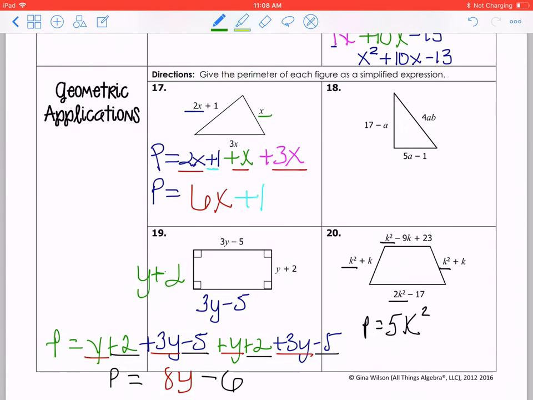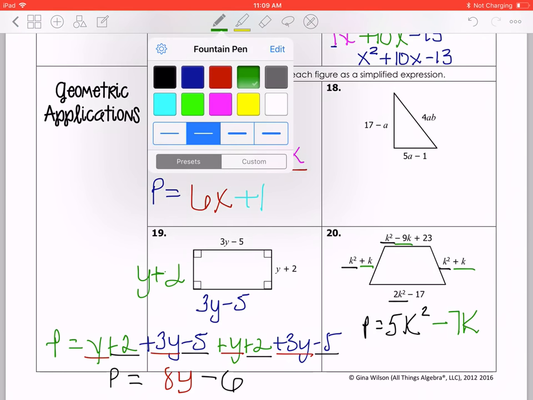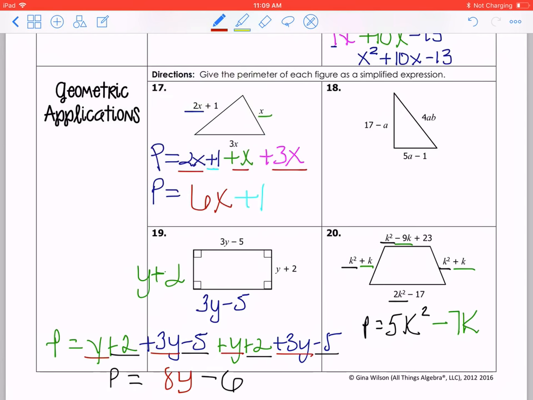Next, you're going to count up all the k's. 1 minus 9 plus 1. That's going to give you a negative 7k. Lastly, you are going to add up the constants of positive 23 minus 17 to give you a plus 6.